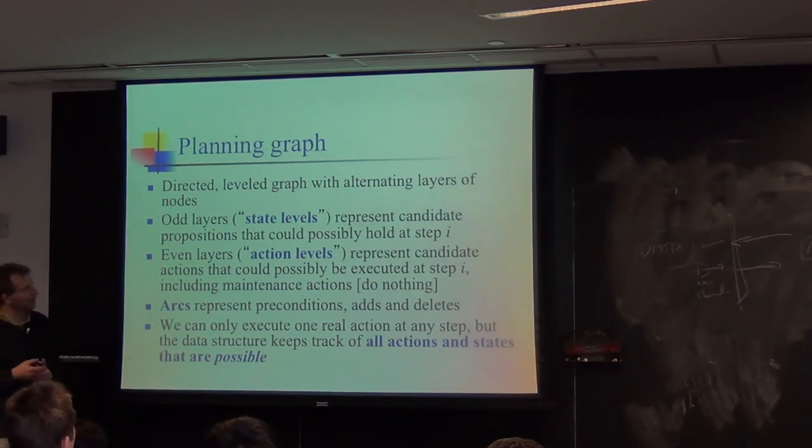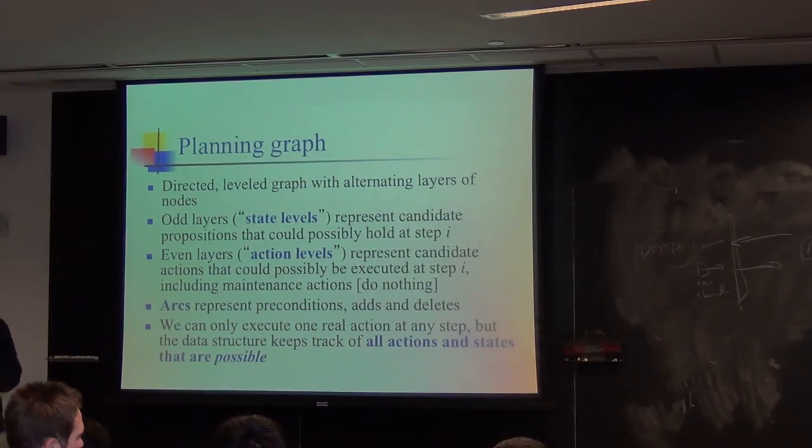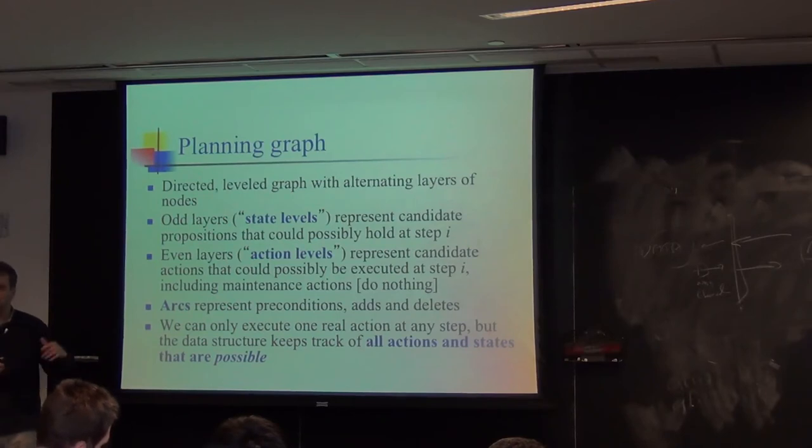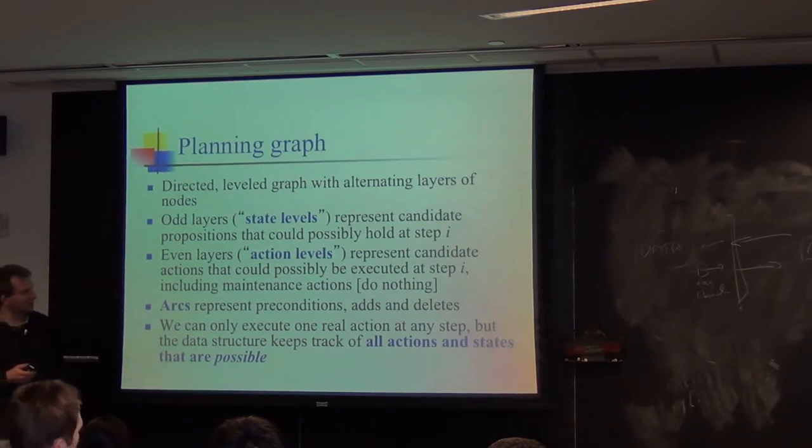And the even layers are the actions, which represent candidate actions that could possibly be executed at step i, including maintenance actions, which is do nothing. Now, these no-op operations are always kind of annoying, but you'll see why you need to have them. Again, the idea here is that given any set of preconditions that may hold, these are all the operators that you can then apply, because those preconditions meet the preconditions of those operators. All right. The arcs represent the preconditions, you'll see this in a second, and the adds and deletes.